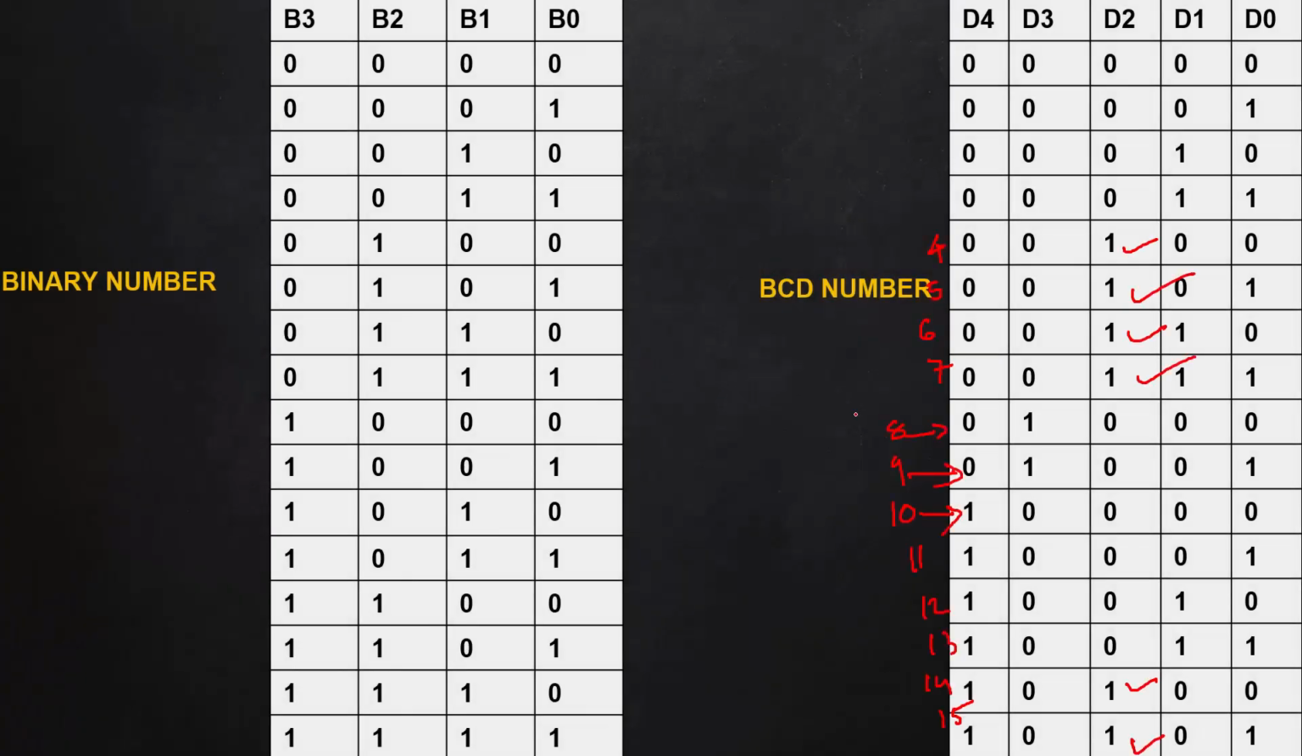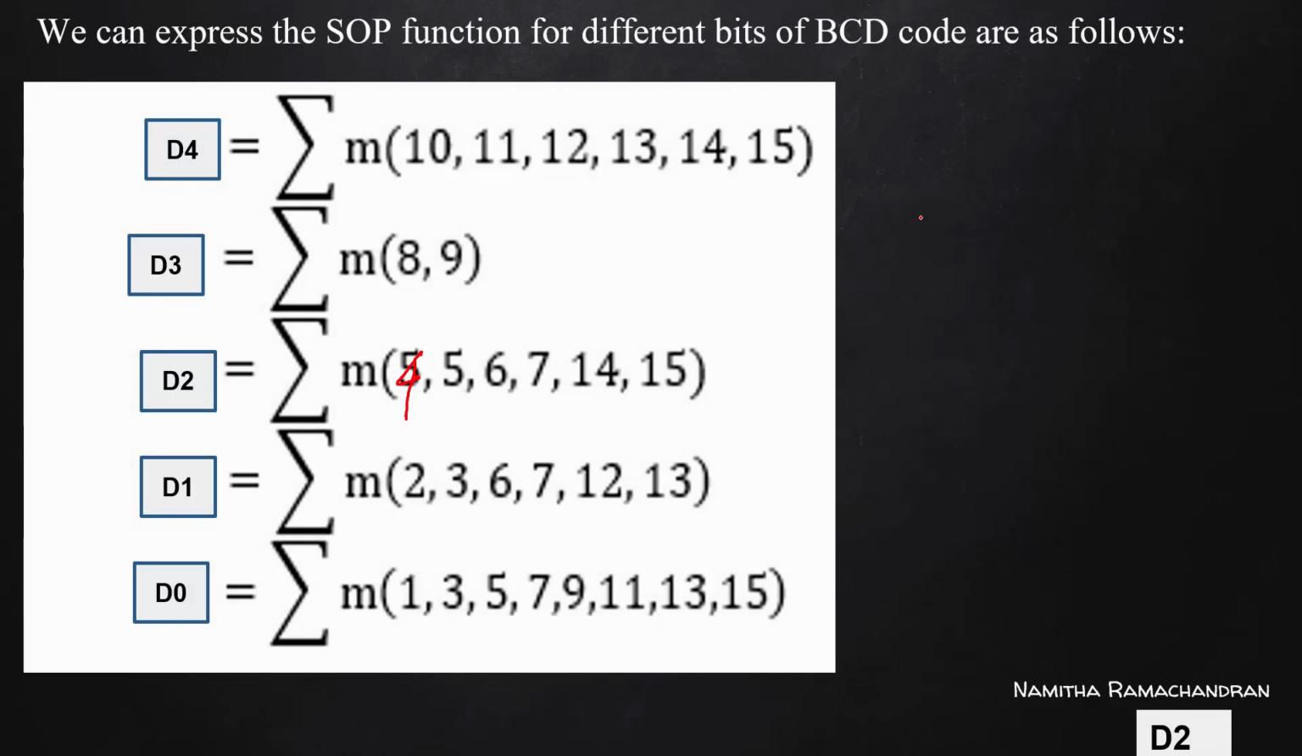Next is D1 and here it is 1, here 1, these two 1, again these two locations. So this is actually corresponding to input 2. This is 3. So for D1, the SOP form is 2, 3, 6, 7, 12, 13. Here it is.